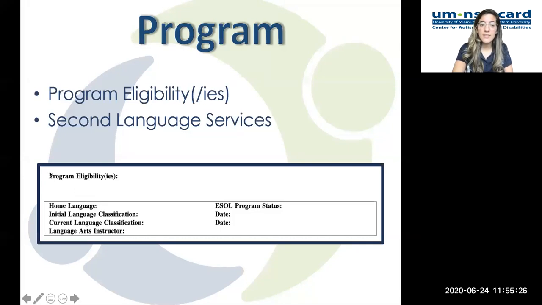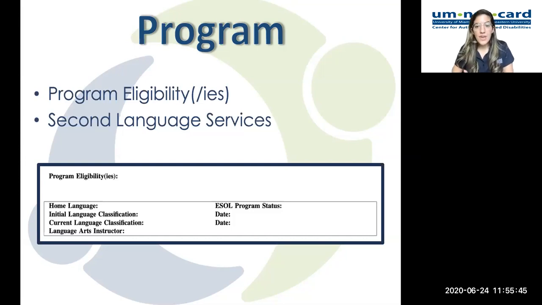So anything of that will be noted here under the program eligibilities. These are all of the reasons why a child qualifies for these services and why this plan is in place. The second portion down here relates to second language services a child may be receiving.